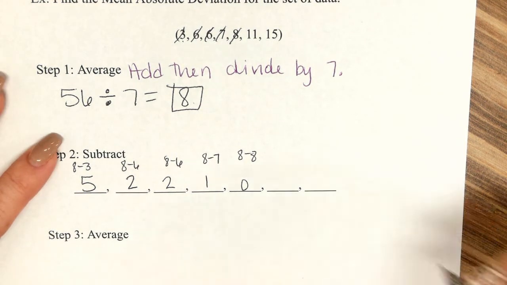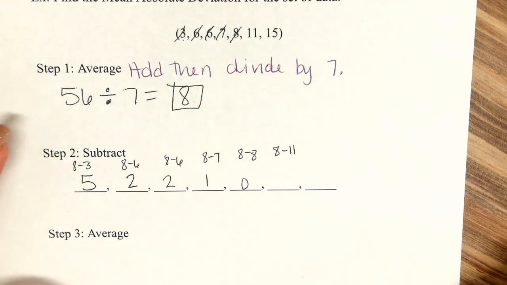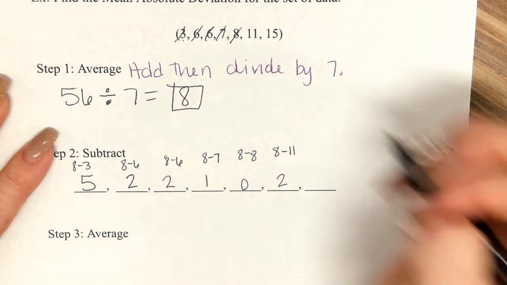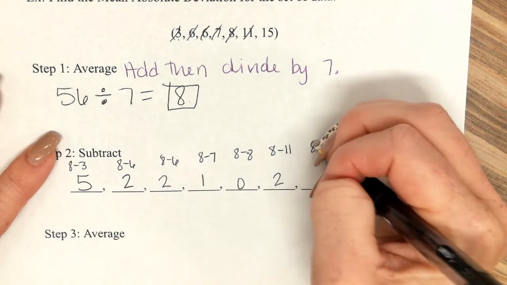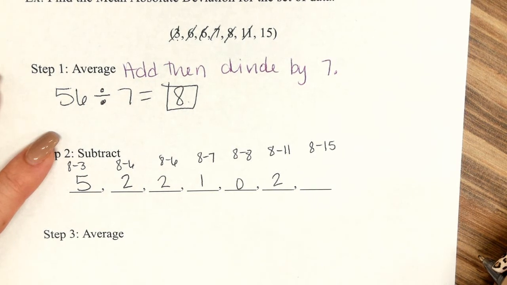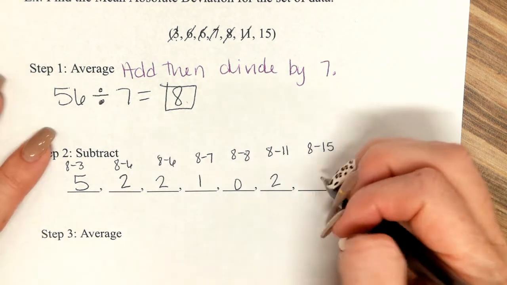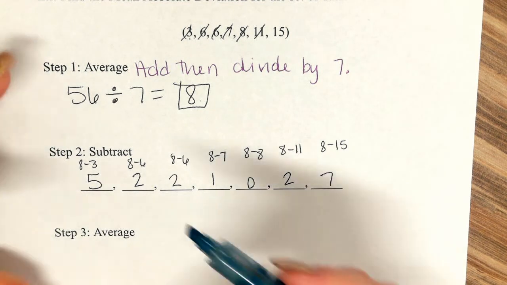8 minus 11, negative 2. But do I write the negative sign? No, I just write 2. And 8 minus 15, what is it? Negative 7, right? But do we write the negative sign? No. Here is your new list of numbers.